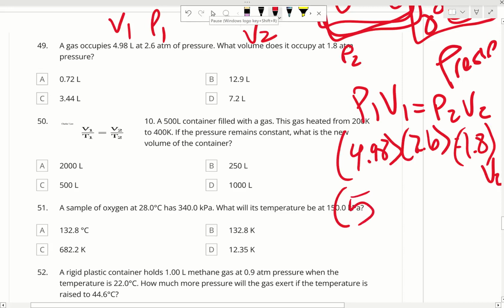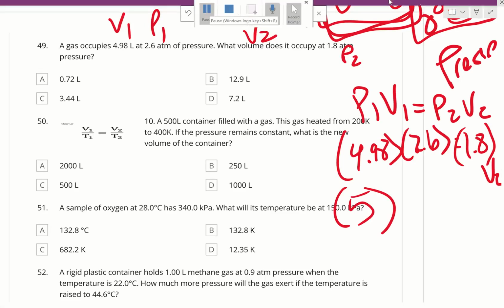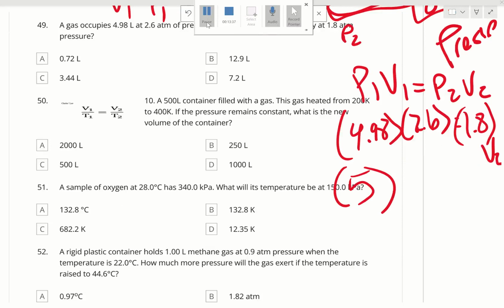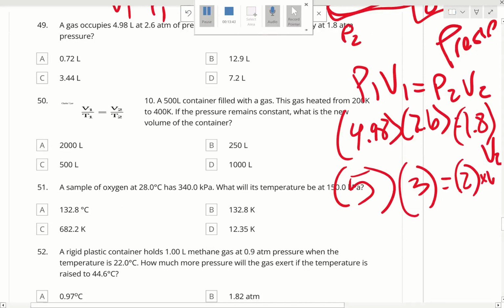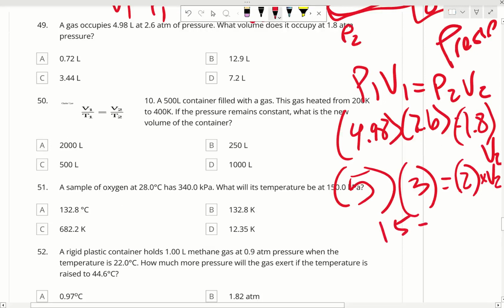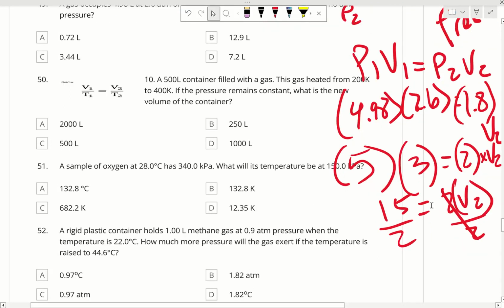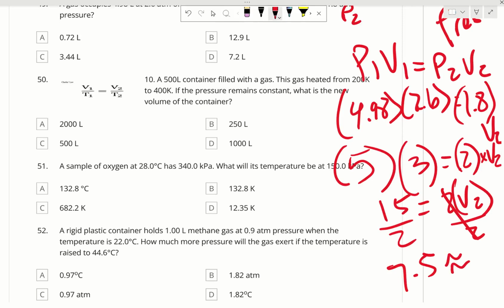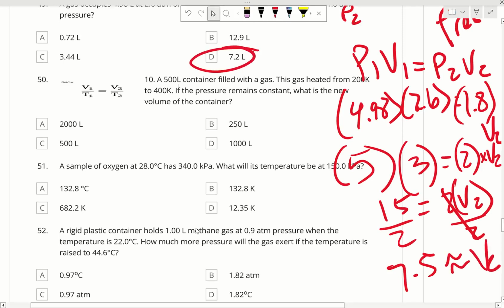If I don't have time in the exam, I'll estimate or approximate 5 times. So I'll round the 2.6 to 3, the 1.8 to 2 times V2. 5 times 3 is 15 equals 2 V2. I'm going to divide by 2 to get V2 by itself. 15 divided by 2 is 7.5. So my answer should be close to 7.5. 7.2 liters.